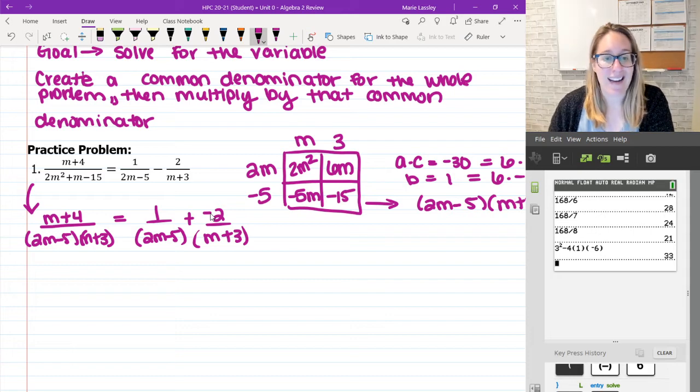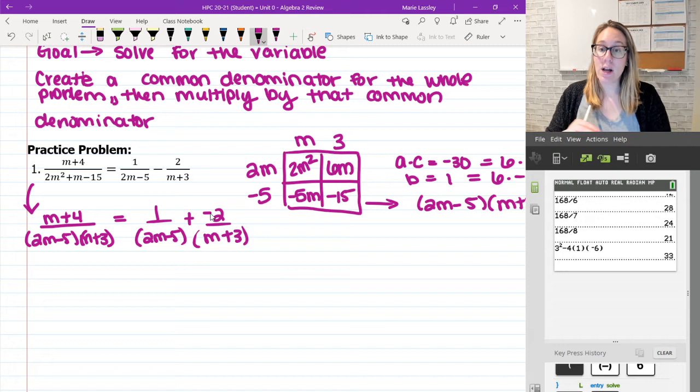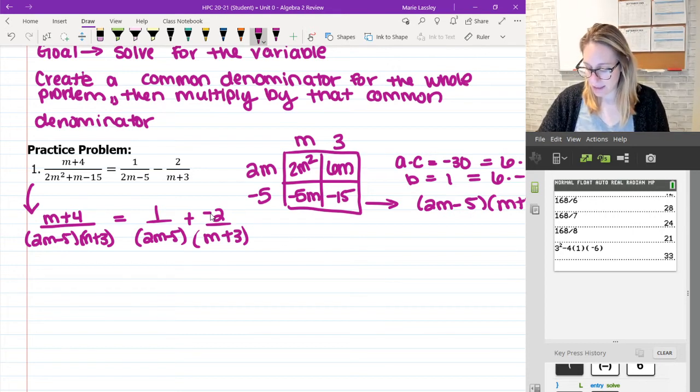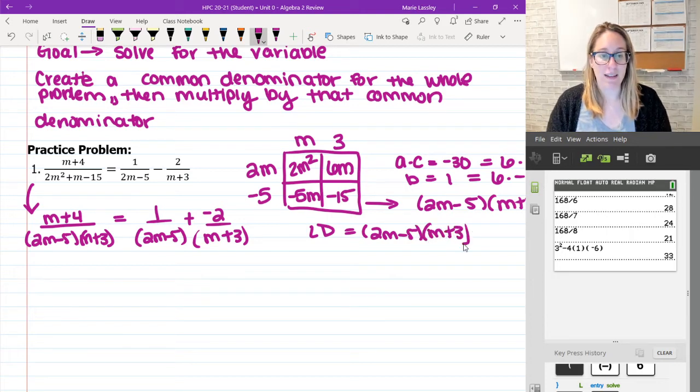Okay, so now I need to figure out my common denominator. All right, so remember, I have to make one common denominator for the entire problem. So I'm looking and I have a 2m minus 5 and I have an m plus 3. All right, well, that's what I think my common denominator is going to be. So my common denominator is going to be 2m minus 5 and then m plus 3. All right, so on the left-hand side of my equal sign, that denominator is perfectly fine. I don't need to do anything to it.